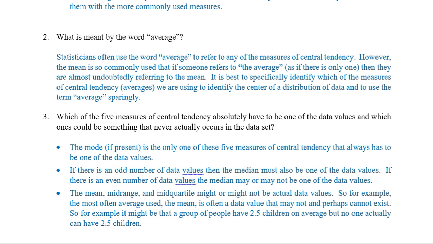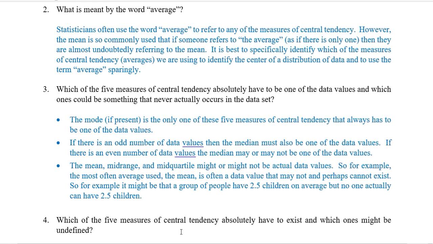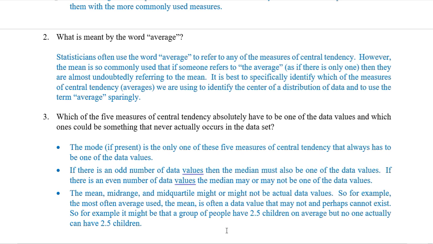The mean, which is the most often used one, is often a value that may not or perhaps even cannot exist as a data value. For example, it might be that a group of people have on average, for the mean, 2.5 children. But of course, nobody can actually have 2.5 children. Okay, so it might not be a data value. It might even be a value that doesn't even make sense.